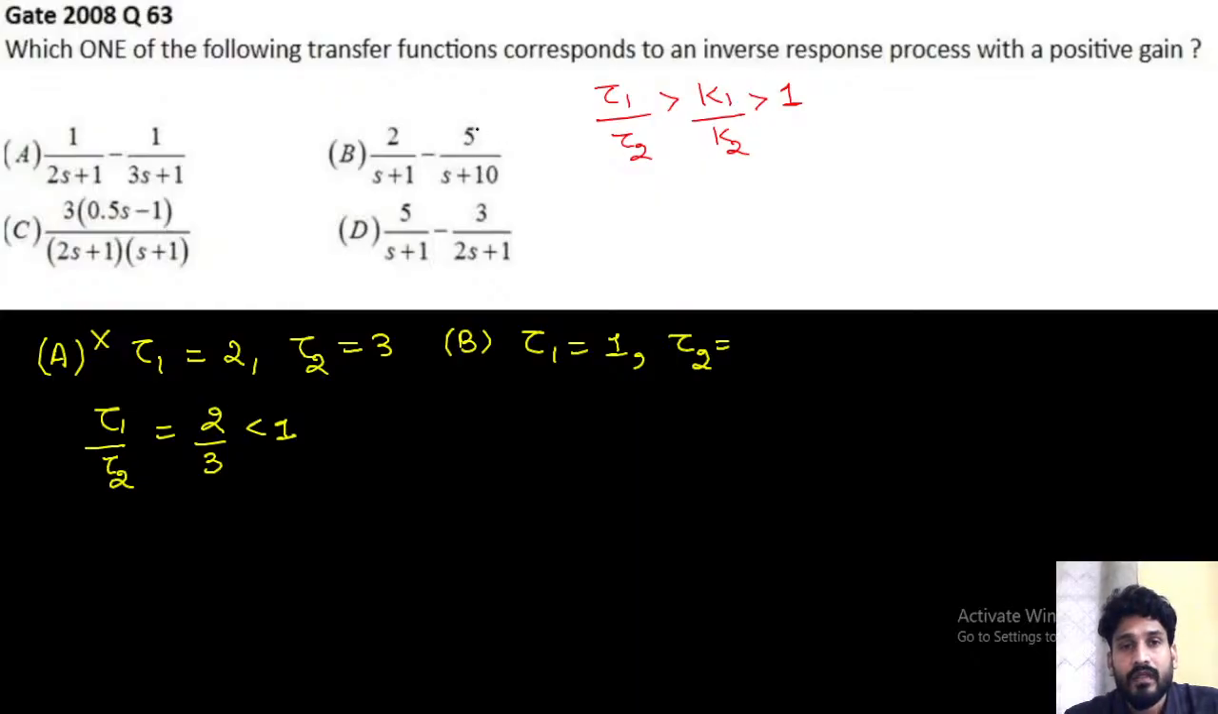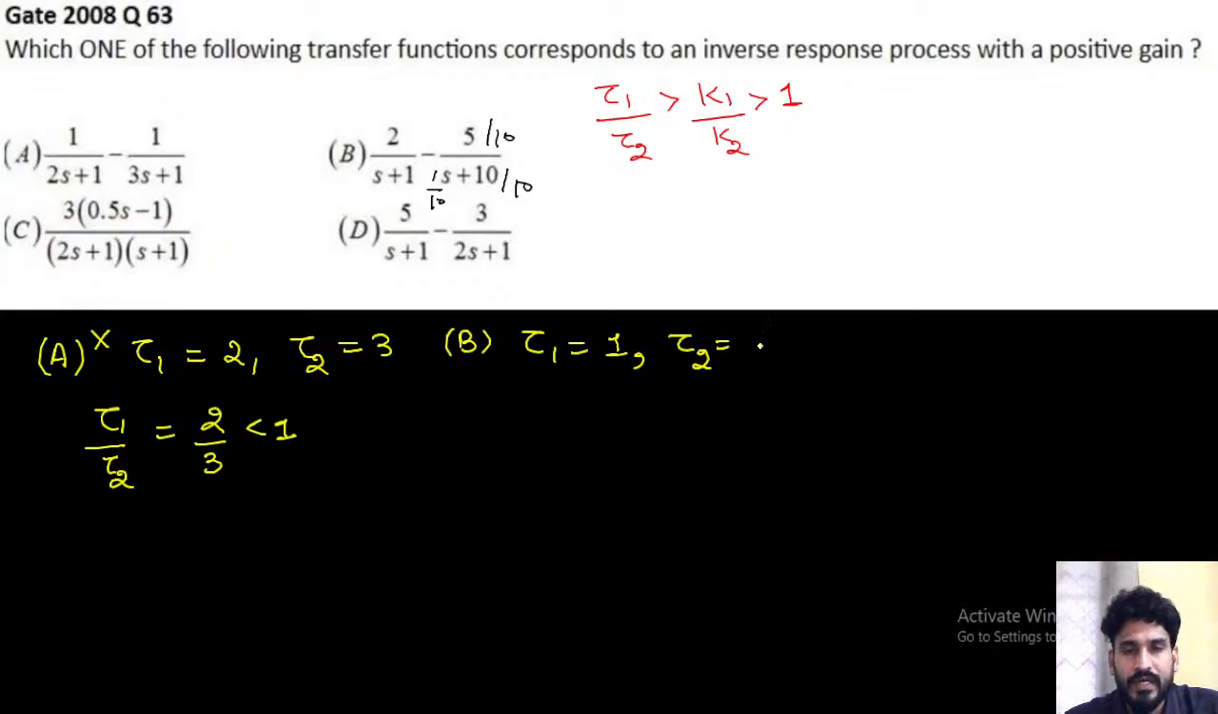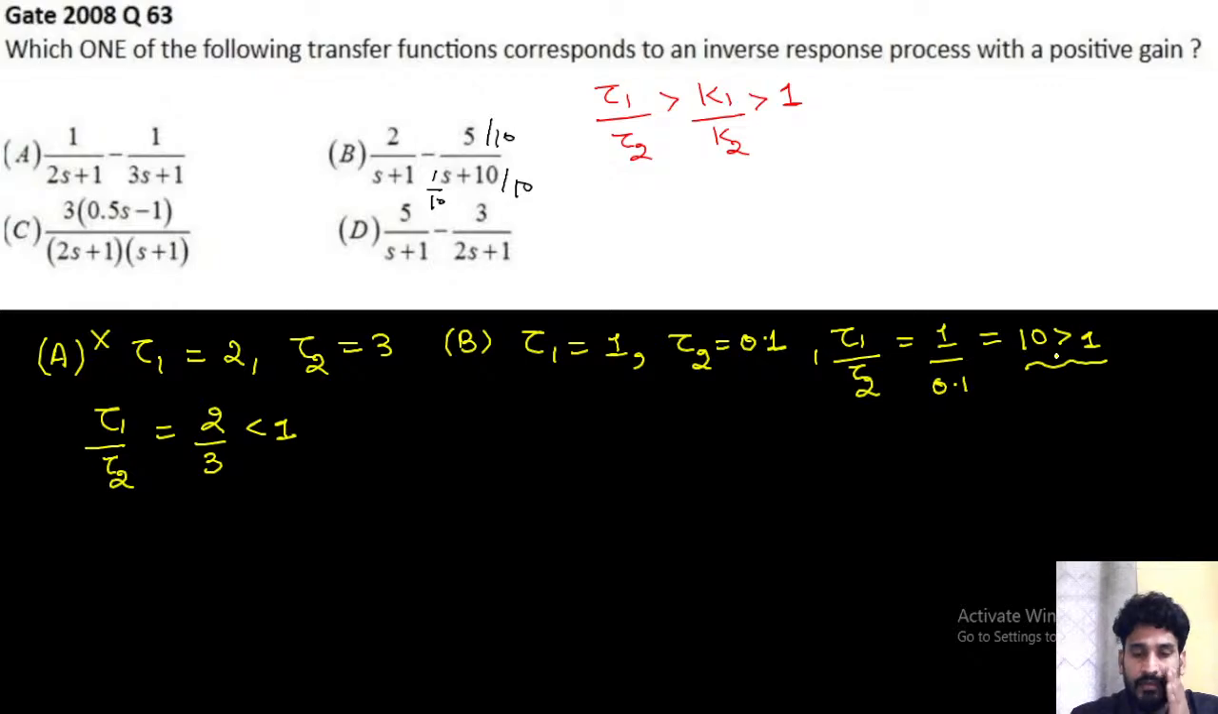It is my divided by 10, divided by 10 and divided by 10. This is now a first order system. So tau 2 is my 0.1. What is the tau 1 divided by tau 2 here? Tau 1 divided by tau 2 is equal to 1 divided by 0.1, which is my 10, and which is greater than 1. So yeah, this can be the answer.